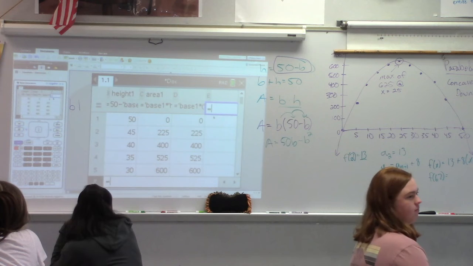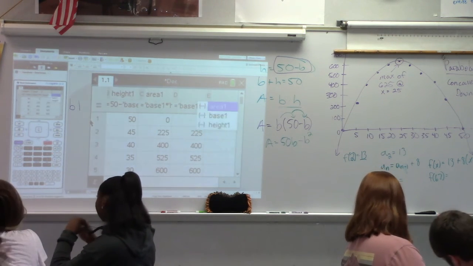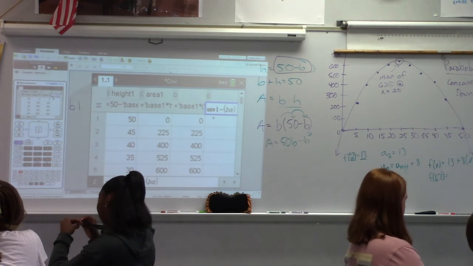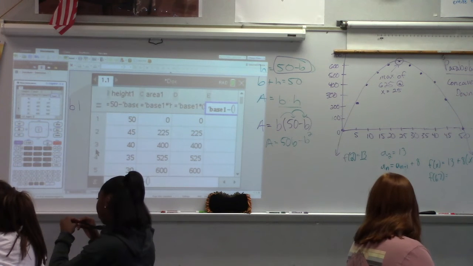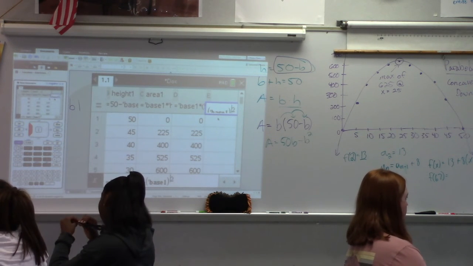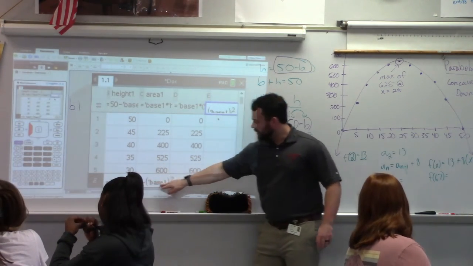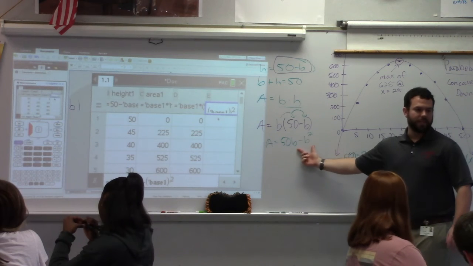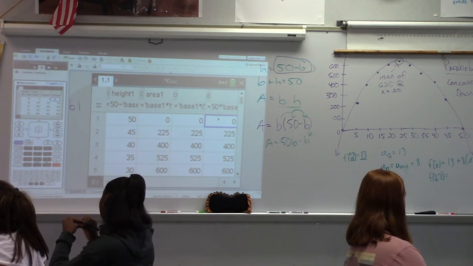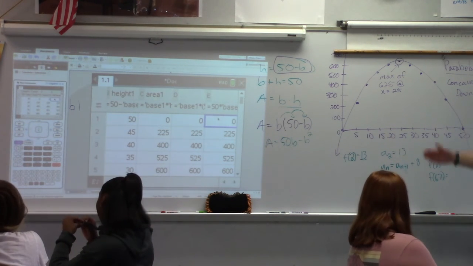Equals, what was it, 50 times the base minus the base squared. You said make it, I mean, equals. So I typed in, you can see it down here, 50 times the base minus the base squared, right? 50b minus b squared. Let's see if it works. Same exact values. Yes. I just used the base, okay?